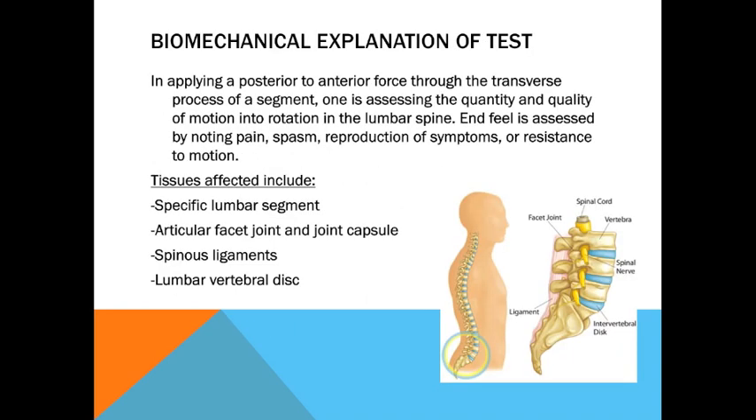In applying a posterior to anterior force through the transverse process of a segment, one is assessing the quantity and quality of a motion into rotation in the lumbar spine. End feel is assessed by noting pain, spasm, reproduction of symptoms, or resistance to motion.